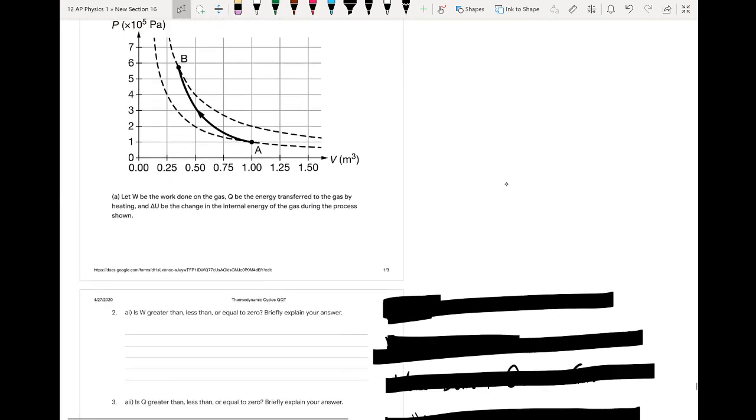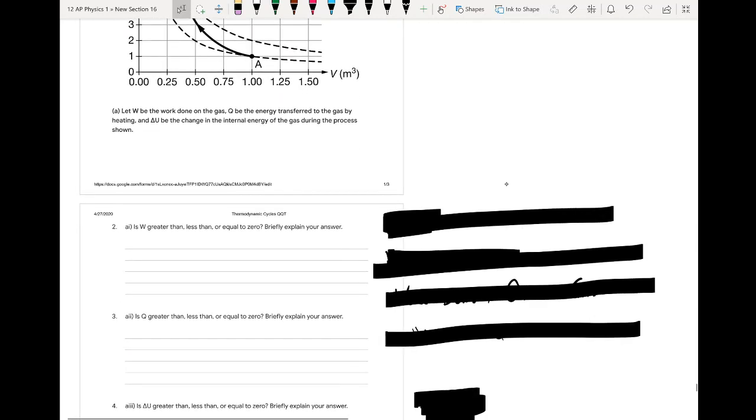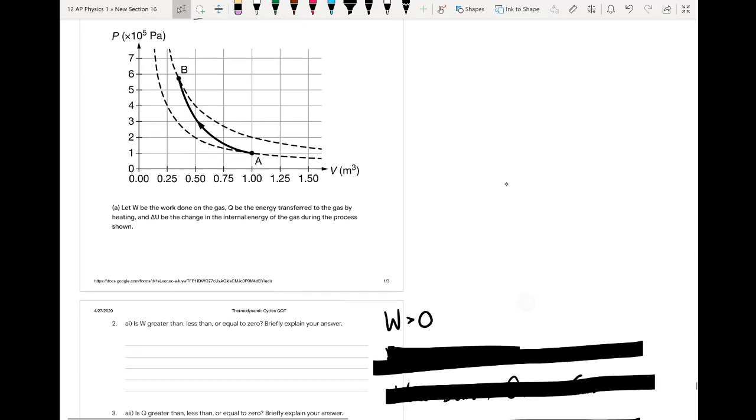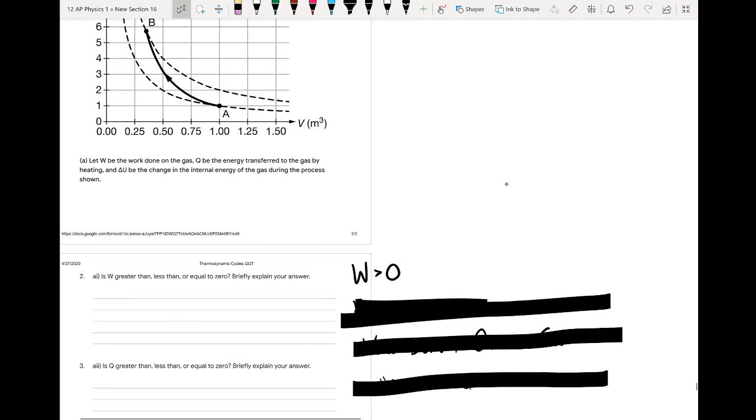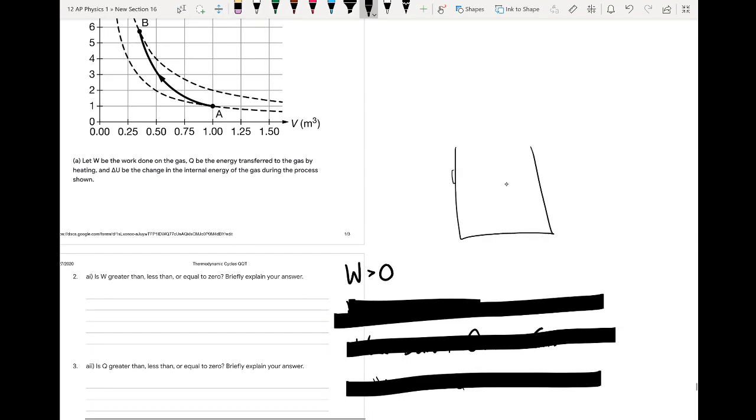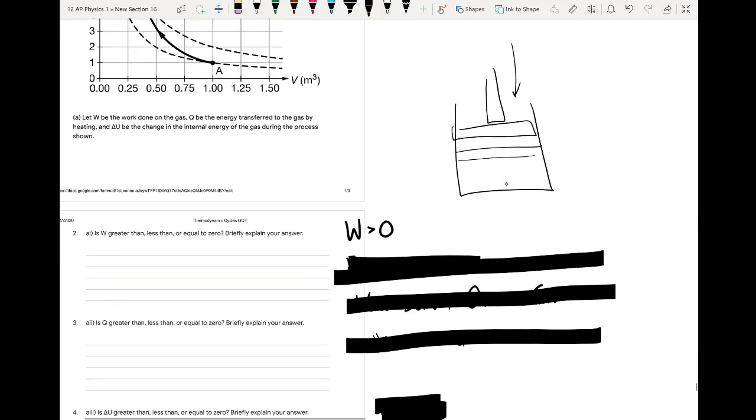So the first thing we want to know is, is W greater than, less than, or equal to 0? So is the work on the system positive or negative? Are we adding energy via working, or are we taking away energy due to working? So in this case, we can look at our situation. We go from a higher volume to a lower volume, which means that our gas is compressed. And the way to compress a gas is to do work on it, to have your piston, something has to force it down and decrease that volume.